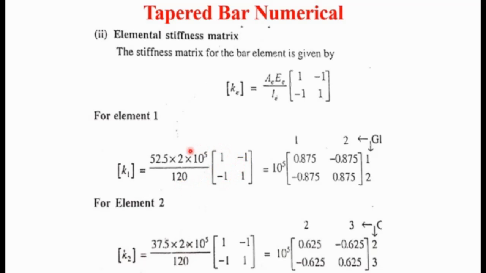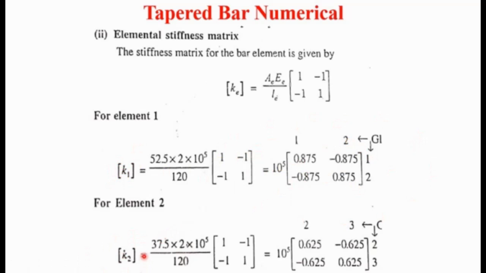Then again by simplifying this we will get 10 raised to 5 into 0.875, minus 0.875, minus 0.875 and plus 0.875. So we will get this matrix. Therefore this K1 is equal to the stiffness matrix for the first element.